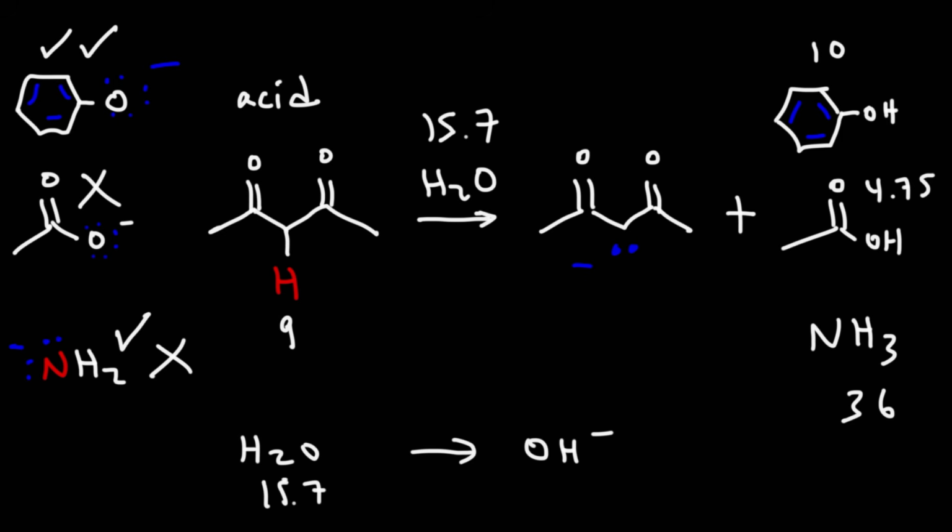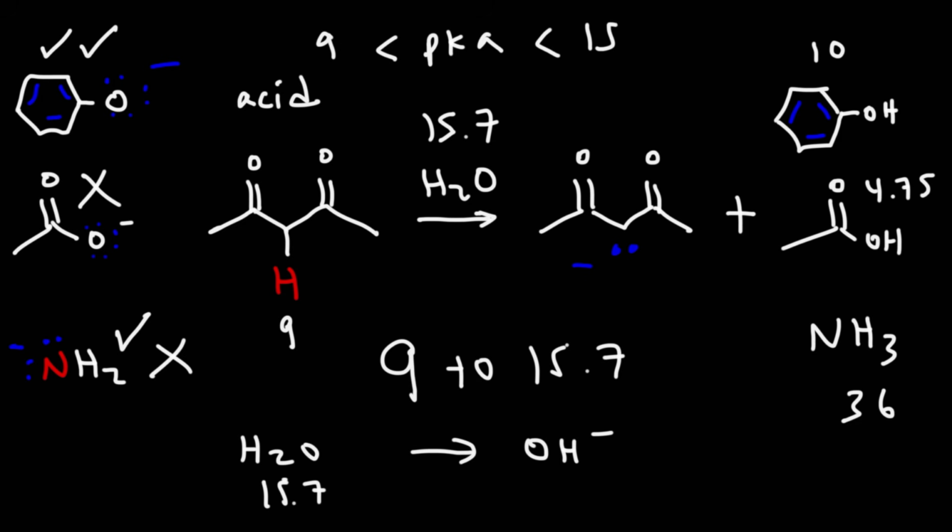So the appropriate base to use in this example has to have a pKa, that is the conjugate acid has to have a pKa that is greater than the target acid but less than the solvent. So we need a base whose conjugate acid has a pKa between 9 and 15.7, ideally speaking. If it's around 8 or 17, it could still work. So give or take, 1 pKa unit.